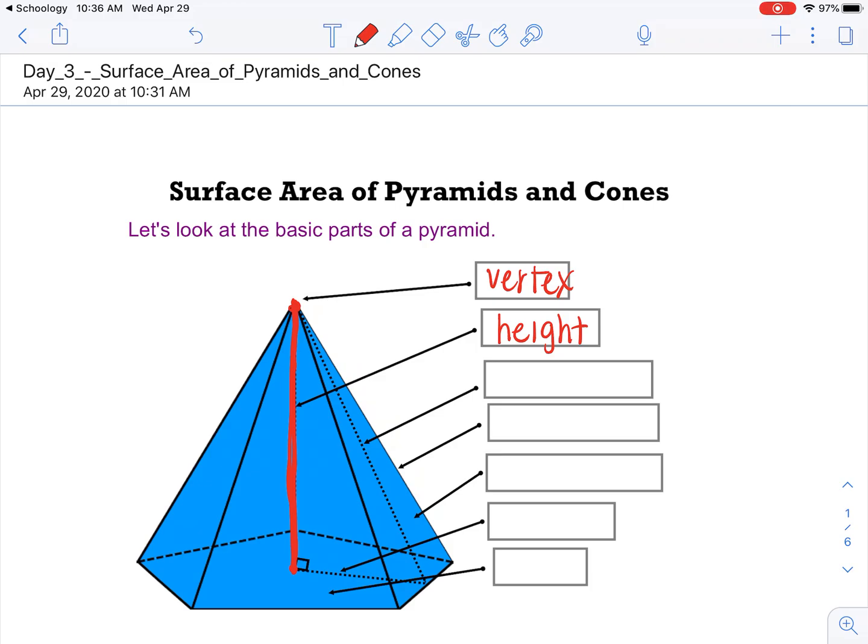Okay, next, this height right here. I just called it a height, kind of gave it away, but that dashed line right there is not the height of the pyramid because it's on a slant. So this is actually called slant height. The variable for height is h. The variable for slant height is a lowercase cursive l. So that's what it's going to represent.